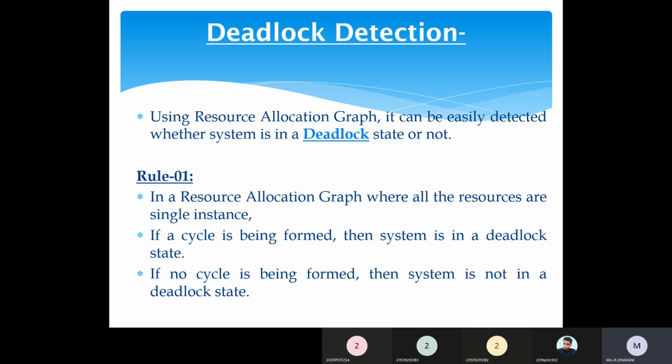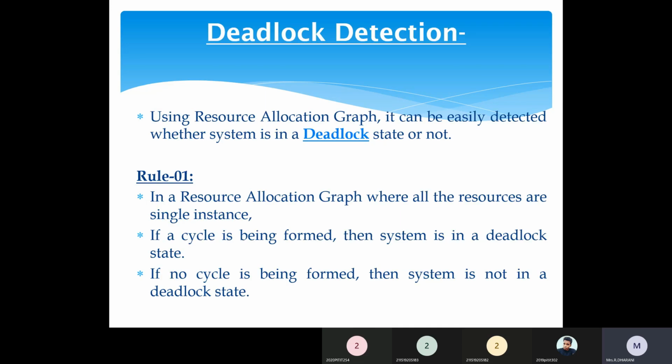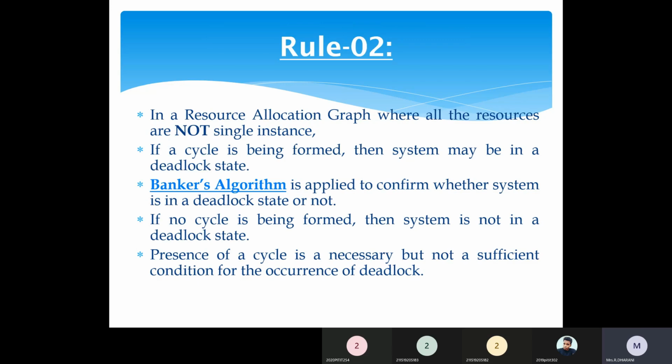Okay, let's see the first rule in the resource allocation graph, where all the resources are single instance. In a resource allocation graph where all the resources are single instance, if a cycle is formed, then the system is in a deadlock state. Say for example, here we have two resources, right? The first rule is when the resources have only one instance and it forms a cycle, then there will be a deadlock. The system will be in a deadlock state. If no cycle is formed, then the system is not in a deadlock state. Okay, this is rule 1 to detect a deadlock.